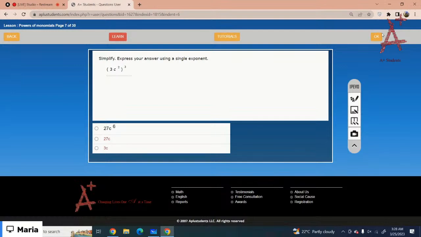Okay, the next one is 3c squared and whole cubed. So which is the correct option? 3 times 3 times 3, 3 times 3 is 9, and 9 times 3 is 27. Got it? And it would be 3 times 2 is 6. It would be 27c to the 6.